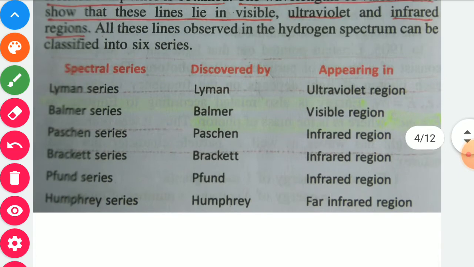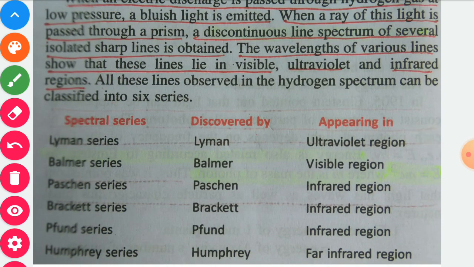So if we want to take the value of x: for the Lyman series 1, Balmer series 2, Paschen series 3, remember, for the Brackett series 4, for the Pfund series 5, and so on and so forth.